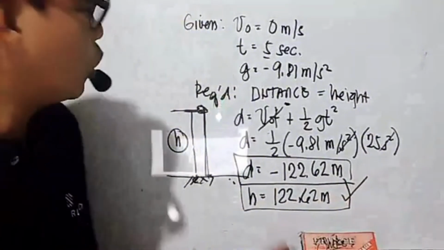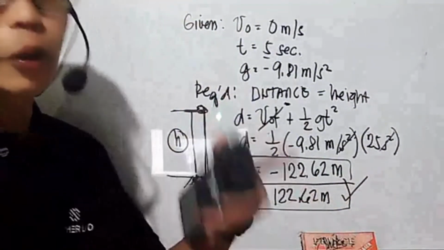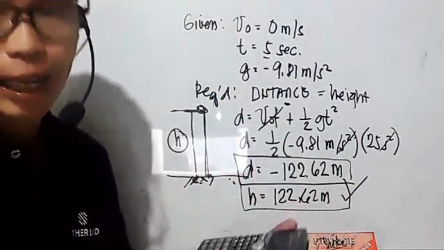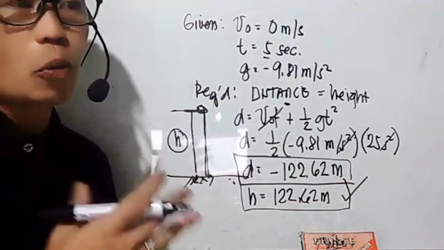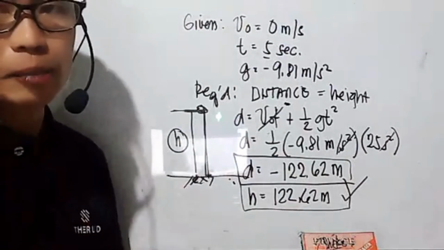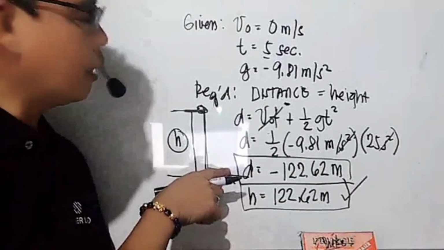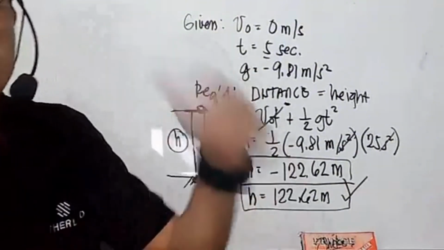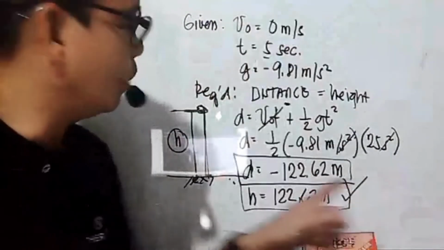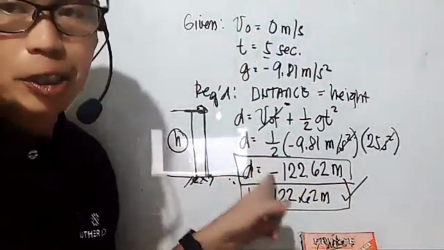What is the height? We solve for the displacement, then you're going to convert it to height. Height is distance, which is a scalar quantity, so walang negative. Puro positive sila. In this case, the negative only signifies the direction. We solve for displacement kasi pababa siya, so negative ang displacement. But it's not the answer.